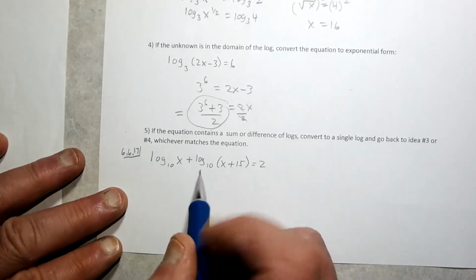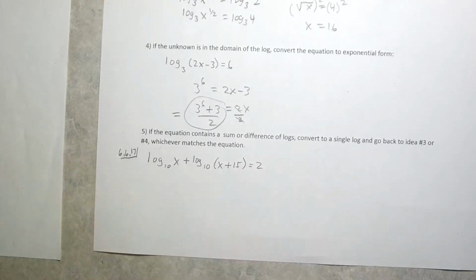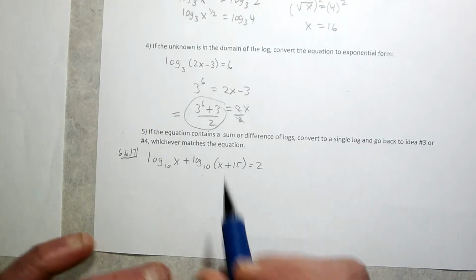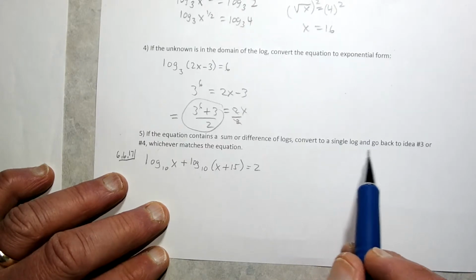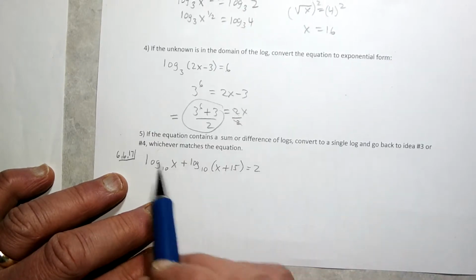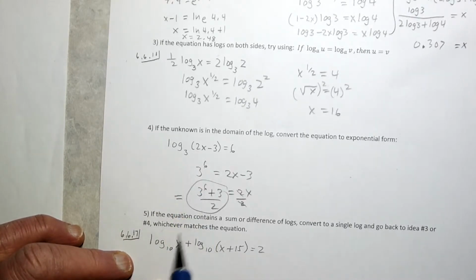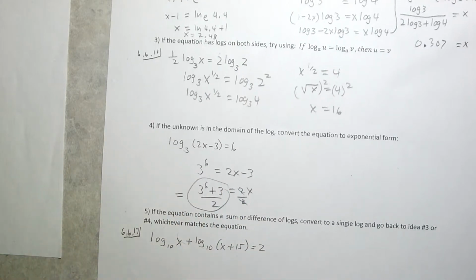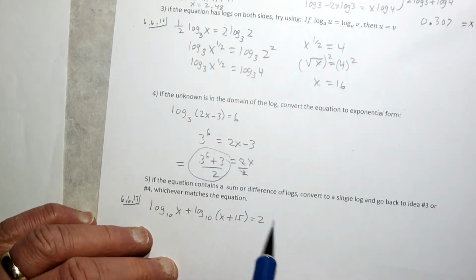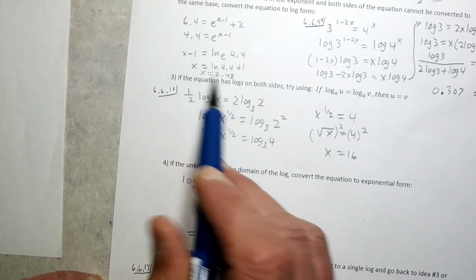And here's a problem that because I have a sum of logs on a side, I'm going to use the property that allows me to put that into a single log. It says if the equation contains the sum or difference of logs, convert to a single log and go back to idea number 3 or 4, meaning that, for example, here, if you end up with a single log like this, then I could just convert it possibly to an exponential. Or if you end up having maybe a sum or difference on both sides, then you will have a problem like this, where you get a single log on each side, and then you handle it like this.